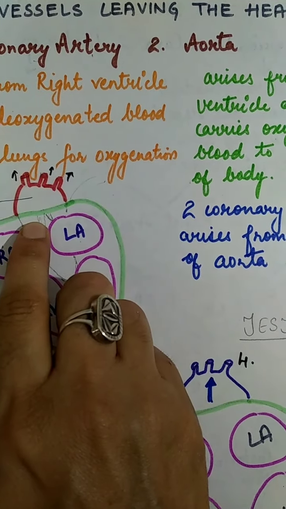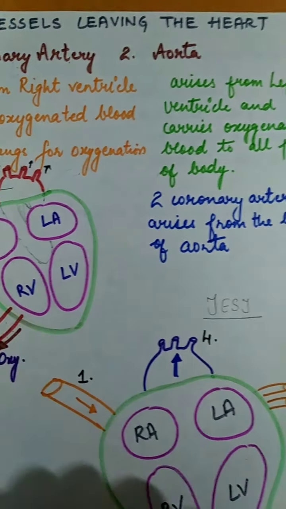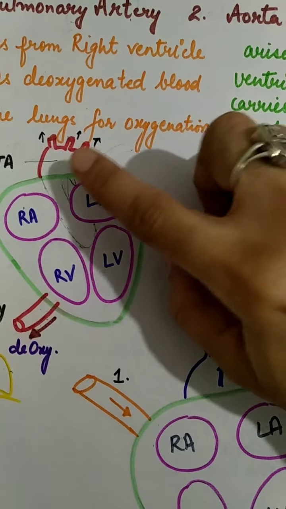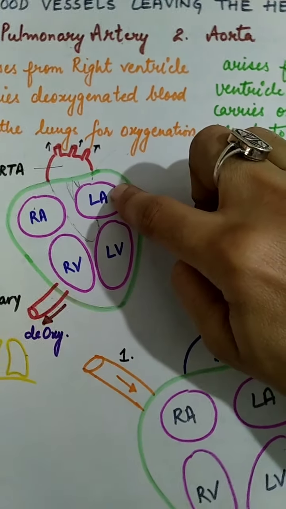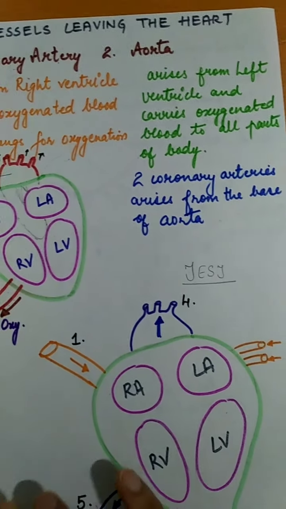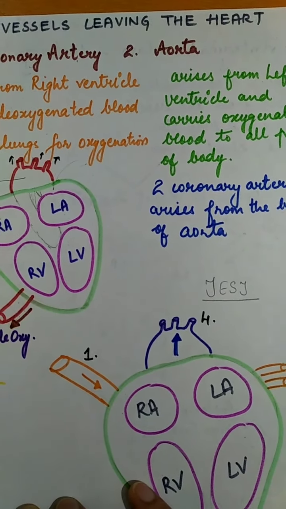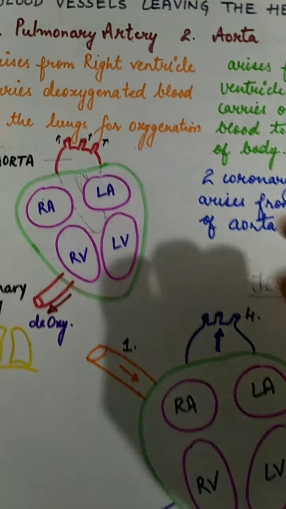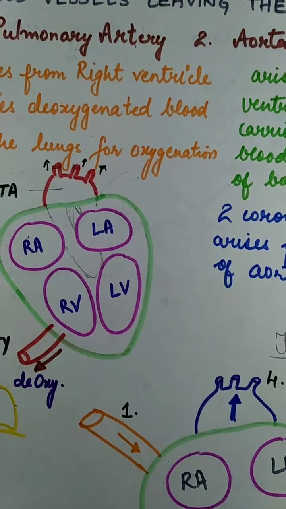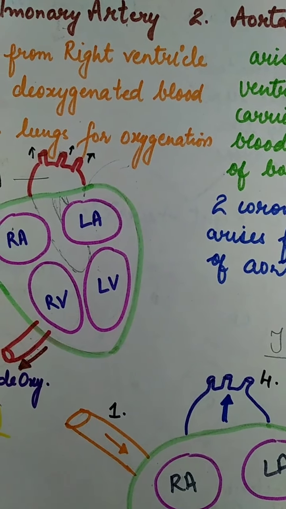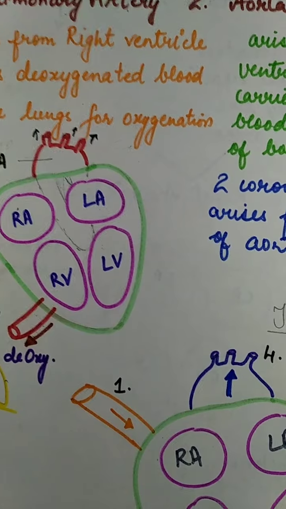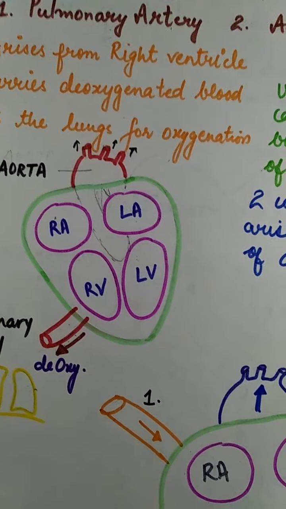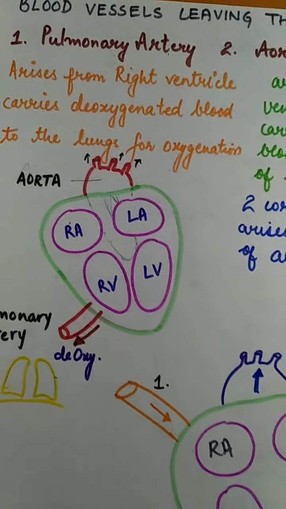From the base of this aorta, 2 coronary arteries arise. What do these 2 coronary arteries do? They give the oxygenated blood to the heart. So coronary arteries arising from the base of the aorta provide oxygenated blood to the walls of the heart. Sometimes what happens, the branches of these coronary arteries, or one of the coronary arteries, gets blocked. That time the person suffers from myocardial infarction in technical terms, and heart attack in our local language.